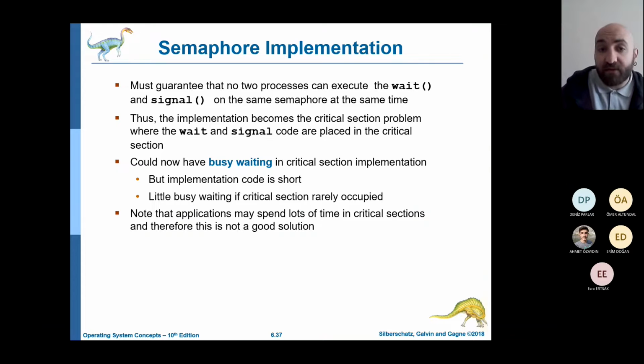Then control is transferred to the CPU scheduler, which selects another process to execute. So instead of keeping the CPU busy, we can suspend that process, because that semaphore resource is not available at that point. We don't need to keep the CPU busy for that process, because it's not going to make any progress. So we suspend that process so the CPU scheduler can execute another process instead of that busy one.